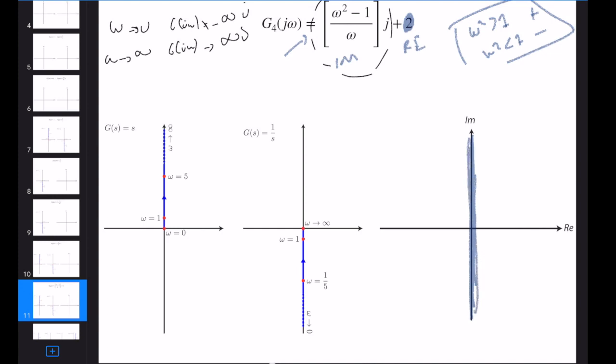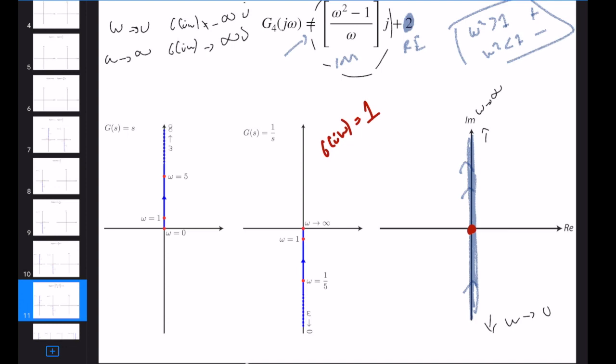And if we look at this, the direction is like this. In this direction, omega is going to 0. In this direction, omega is going to infinity. Okay, let's try to find this point, when G of j omega is equal to 1.